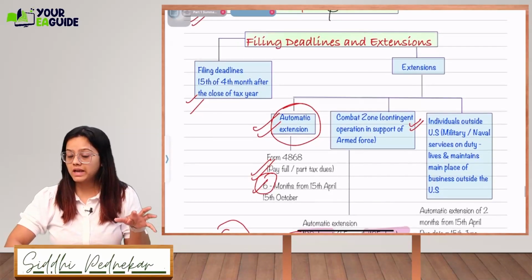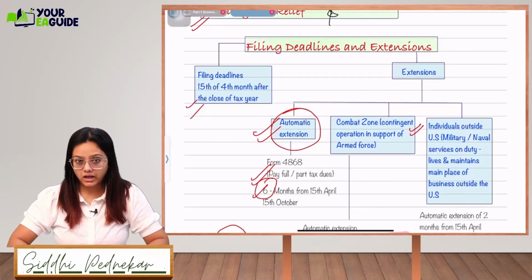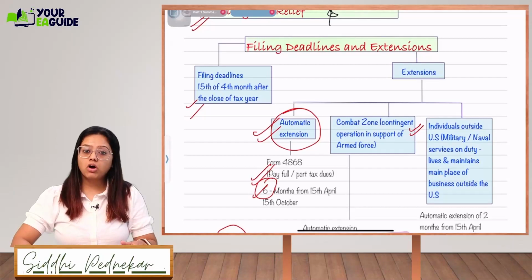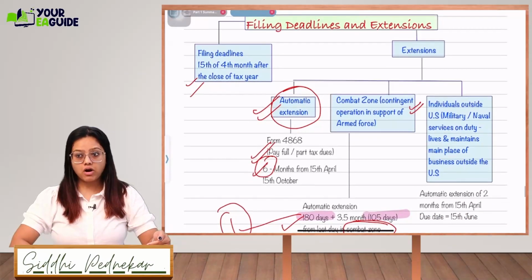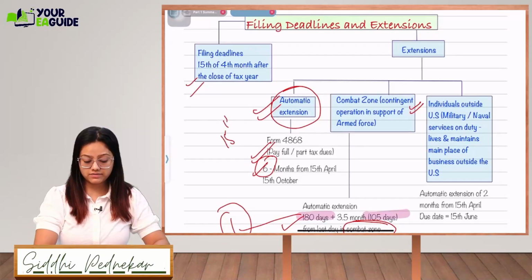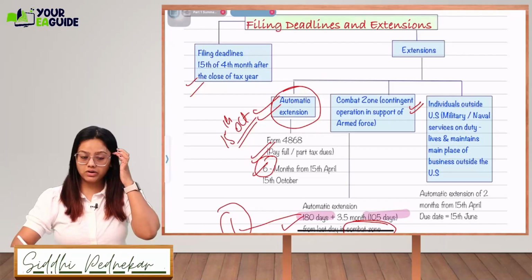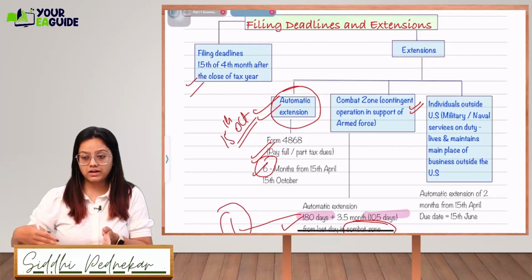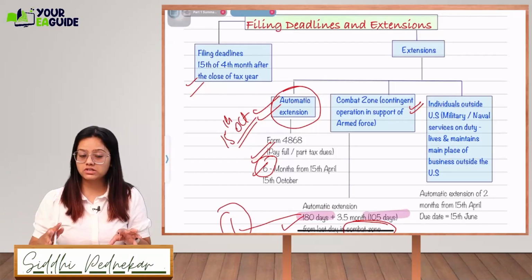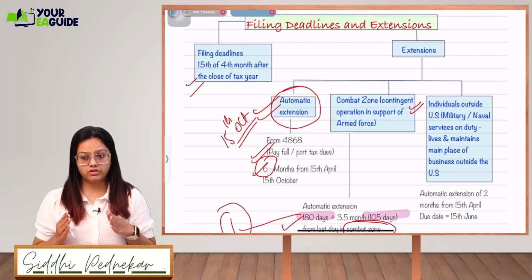So this we everyone know, that 15th of April is our normal deadline. Second thing is automatic extension. So you can get an automatic extension of 6 months from 15th April, that is 15th of October. Right now we are talking about the deadline for the 1040 return only, not about any corporate tax returns. That we will cover in part 2. Right now you have to just remember the deadlines, extensions and every criteria for the 1040 return for part 1.